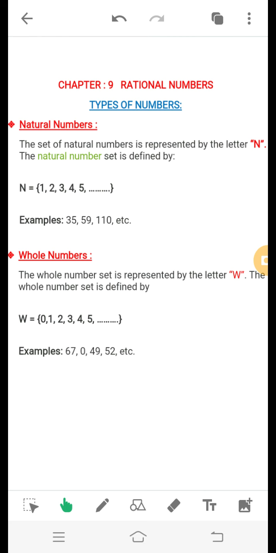Whole numbers. The whole numbers start with 0 and go up to infinity, and are denoted by capital W. From this we can say that all natural numbers are whole numbers. But we can't say all whole numbers are natural numbers, because in the whole numbers 0 is included.